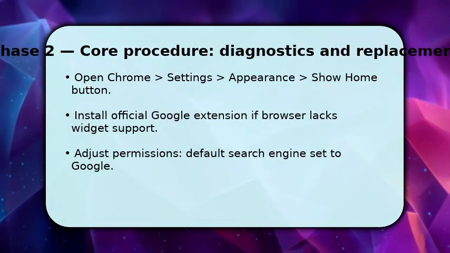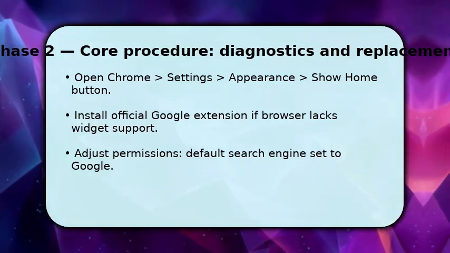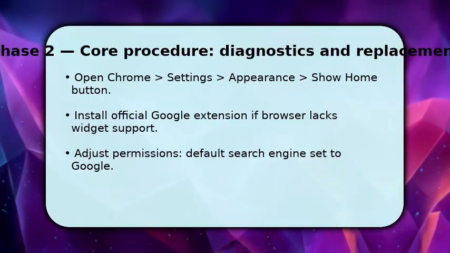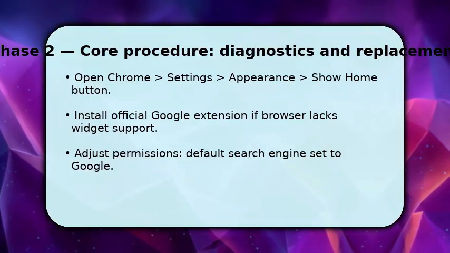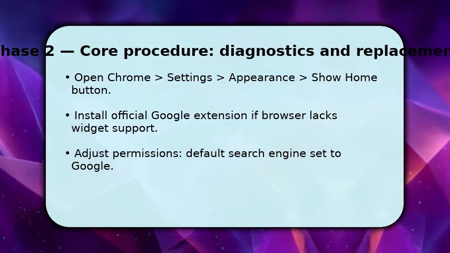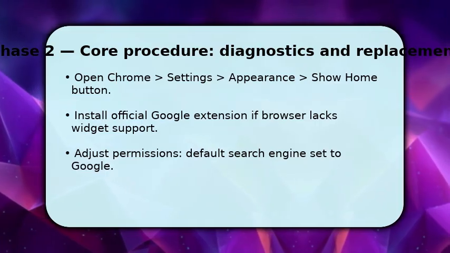In Chrome, go to Settings, Appearance, and enable the Home button, then set the Home button to Google. Make Google your default search engine under Search Engine Settings. If your browser lacks a native widget, install the official Google extension from the browser store and pin it to the toolbar. Make sure the extension has permission to read and change your search settings.